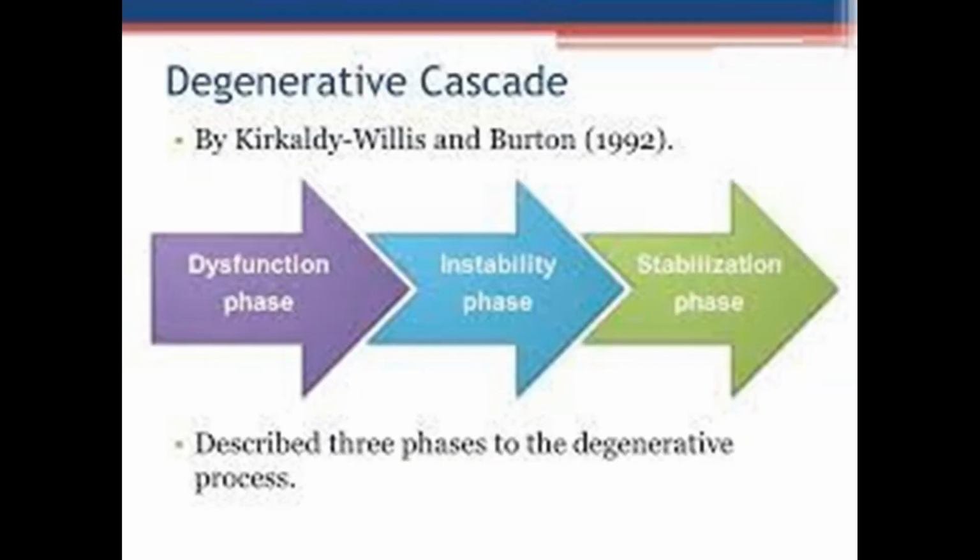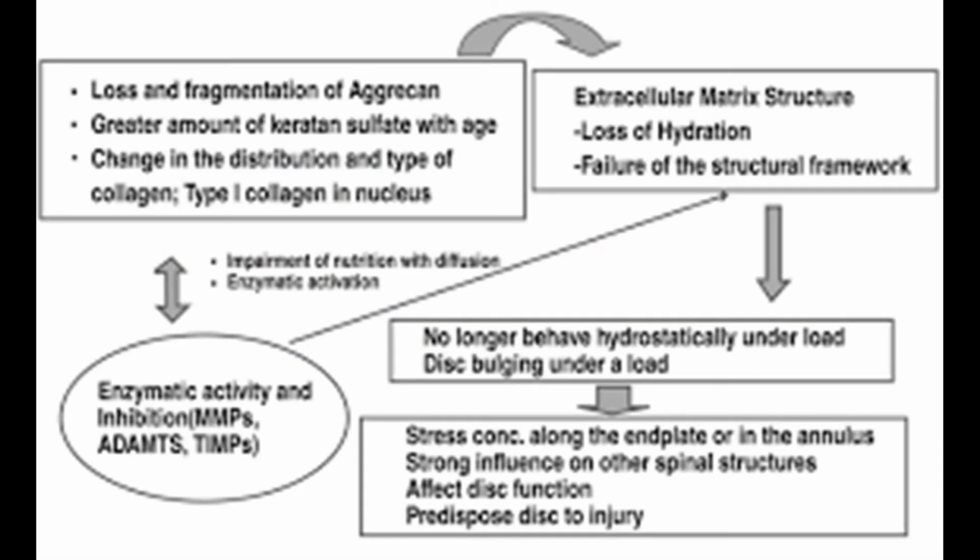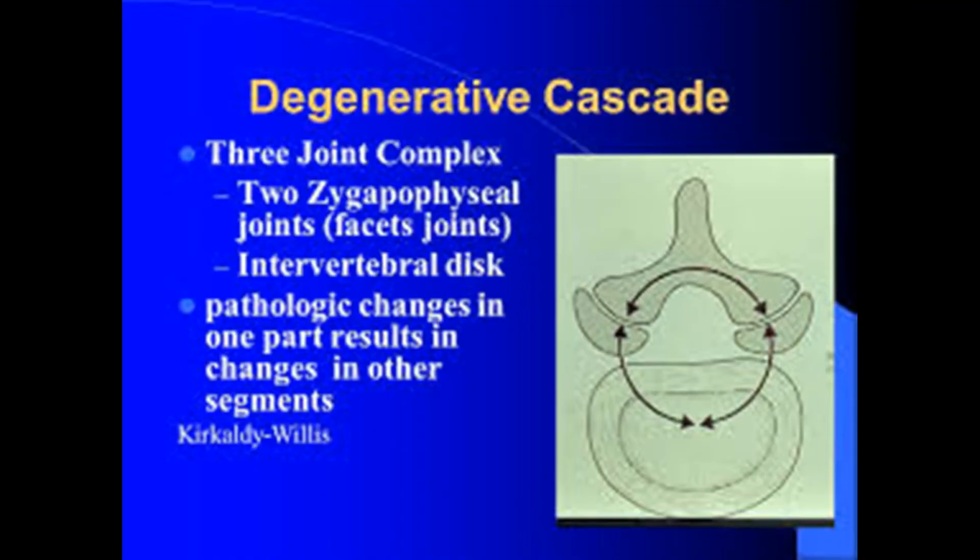Who are Kirkaldy-Willis? Stop here. Go and search. You have to know about them a little, just a glance, so that you have an idea about what all they did. Kirkaldy-Willis degenerative cascade. They say there is always an age group. They have classified. I'm going to show each table, each slide which I put in this speech. You pause, you check it out, understand, and then only move on in this lecture.